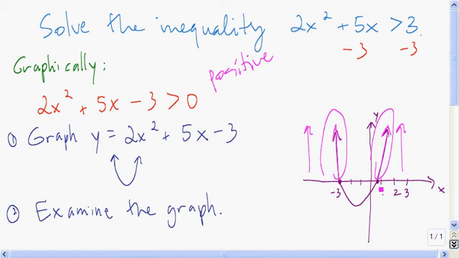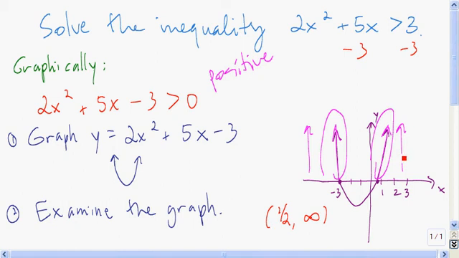So we see here at 1/2, this is equal to 0, but to the right of 1/2, the graph goes above the x-axis, so that means this is positive. So one part of the solution is every x value bigger than 1/2, and that means 1/2 to infinity.